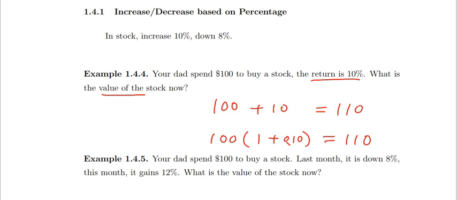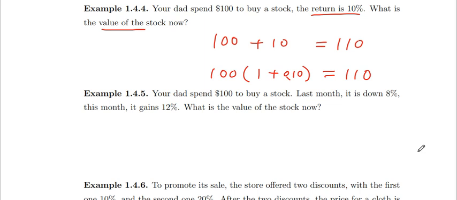So if it goes down, it is just one minus. For this problem, our starting value is 100. Last month it went down, so it is 1 minus 8%, 0.08. So this is the value of last month. Then this month it gained 12%. So gain is 1 plus the increase, right? 12%.